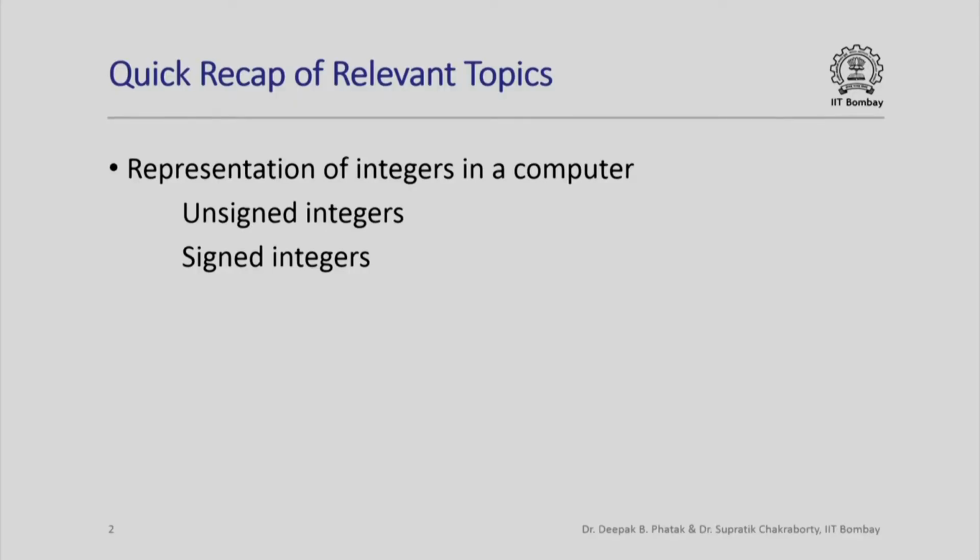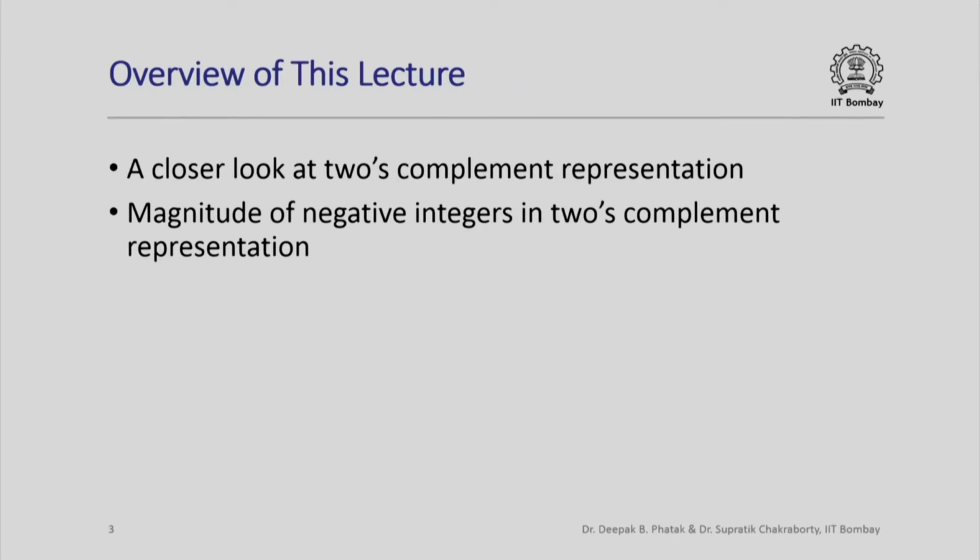Here is a quick recap of some topics related to this lecture that we have seen earlier. We have seen how integers are represented in a computer, for both unsigned integers and signed integers. In this lecture we are going to look a bit more closely at 2's complement representation for signed integers. We have already seen this earlier, slightly sketchily. We are going to look at it a bit more closely today, and we are also going to see how the magnitude of negative integers represented in 2's complement representation can be computed.